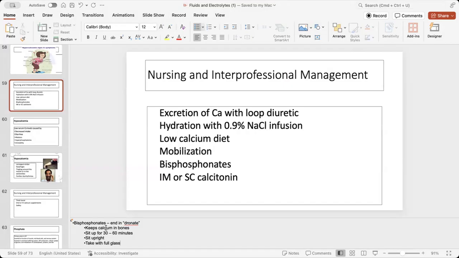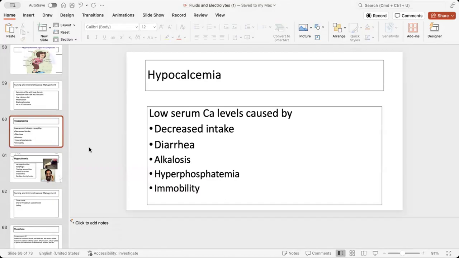Okay. What do you think with that? All right. Hypocalcemia then, right? Not taking it enough. Hyperphosphatemia. What is the correlation between calcium and phosphorus? They're opposite of each other. If the calcium is high, what's low? Phosphorus is low. If the phosphorus is high, calcium is low.